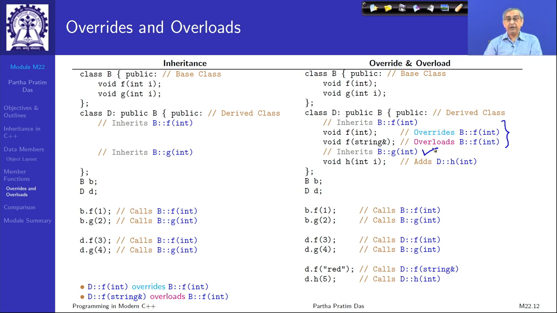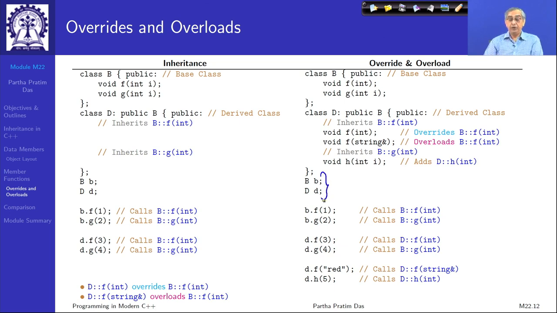With g I have not done anything. So, g I have just inherited. f I have inherited and overridden, f I have inherited and overloaded, and then finally h is a new function that I have defined only for D. It does not have a correspondent in the base class. So, these are the 4 possibilities. I can inherit, I can override, I can overload, or I can give a new function. So, these are the 4 cases available here.